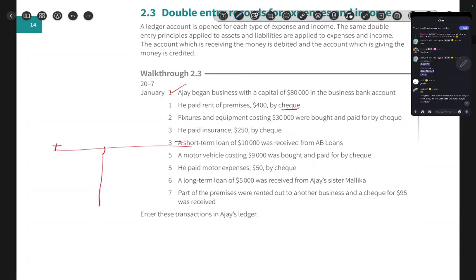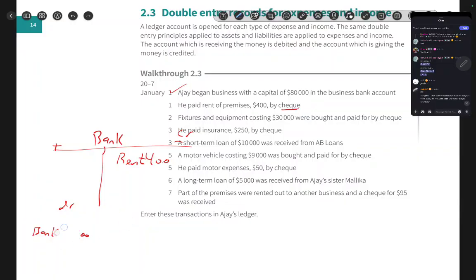So we're just gonna write plus and minus. What's happening here? Paid rent for premises 400 by check, so you're gonna write 400 here. What's causing it? Rent is causing it. So when you make your rent account, you're gonna have your bank on the debit side, and this is double entry. So this is the credit side and this is the debit side. If it's on the credit side of bank account, it has to be on the debit side of rent account.